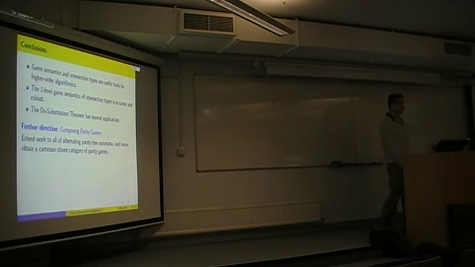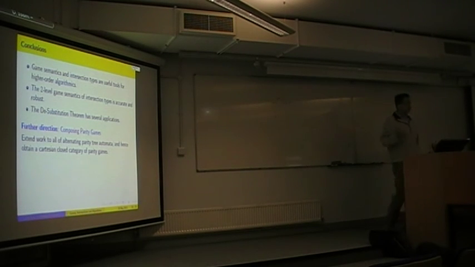So, it's time for me to conclude. We have seen a two-level game semantic framework that models intersection types. This is an example, but there are many other instances which suggest very strongly that game semantics and intersection types and other semantic methods are very useful tools for higher order algorithmics. Secondly, the two-level game semantics of intersection types, as we have seen, satisfies the definability theorem. It is accurate, and its robustness is indicated by the substitution theorem, which has several applications.